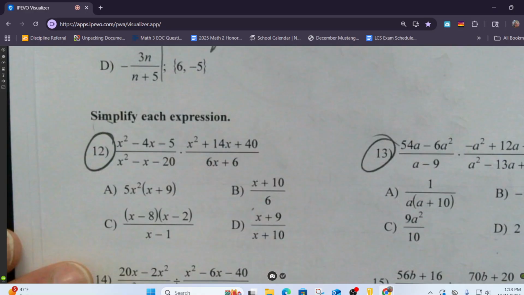Mr. Johnson, I have a question. I can't put my division sign down. Can't what? I can put my division sign down. I ain't gonna lie, my thing is tweaking.